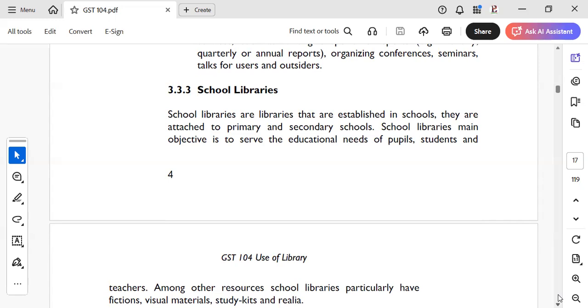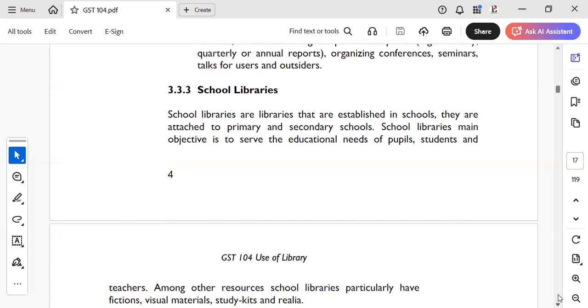You know what academic libraries are already. The library that serves the primary need of its institution, the needs of the staff and students of the institution it belongs to. That one is libraries that have to do with universities, colleges of education, polytechnics, and the rest. Now, we want to talk about another type of library, which is school libraries. School libraries are libraries that are established in schools. They are attached to primary and secondary schools. School libraries' main objective is to serve the educational needs of pupils, students and teachers.